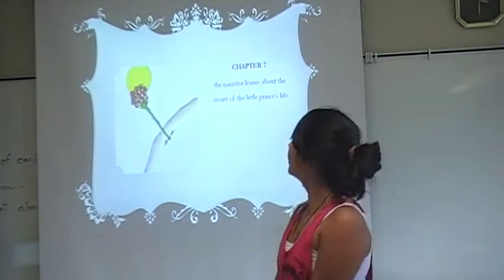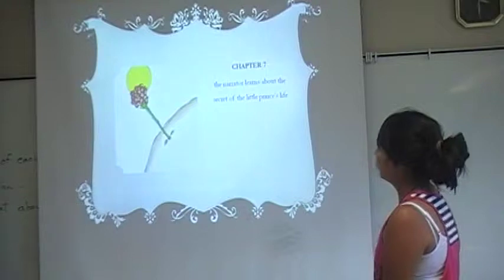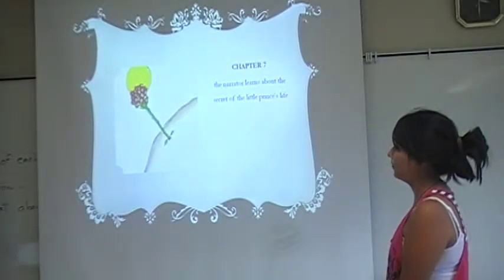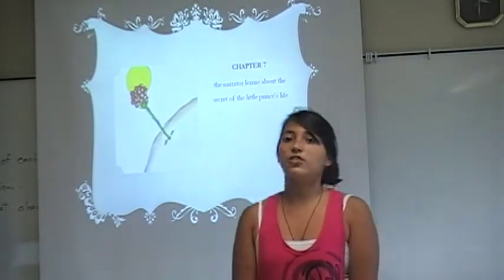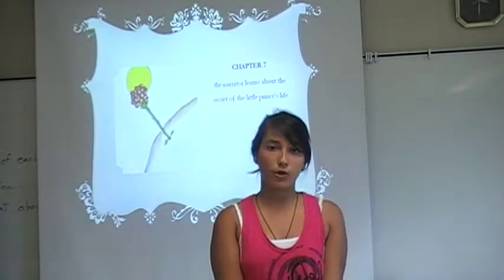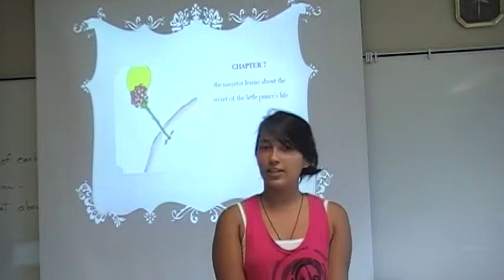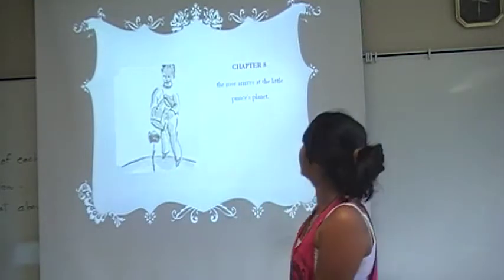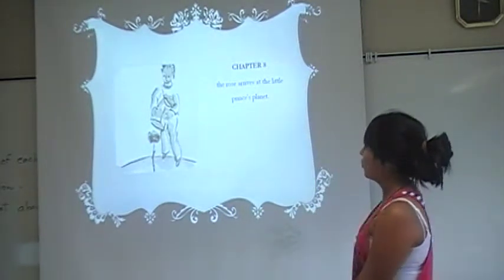Chapter 7. The narrator learns about the secret of the Little Prince's life. In this chapter, the Little Prince asks the narrator about the sheep and the flowers. Chapter 8. The rose arrives at the Little Prince's planet.